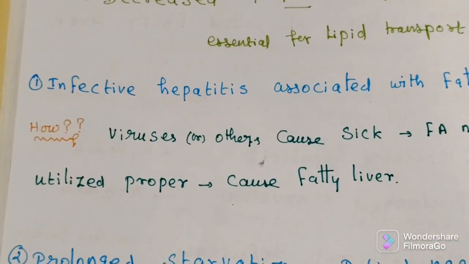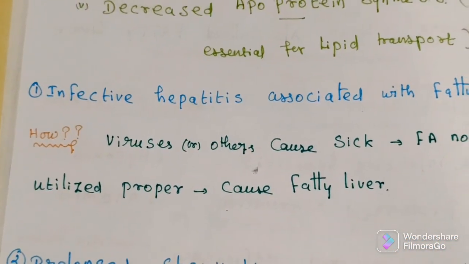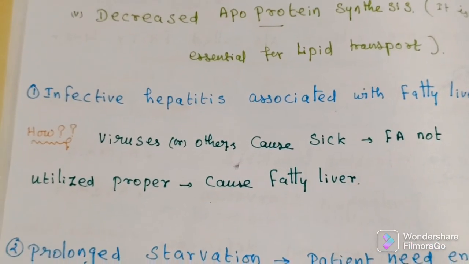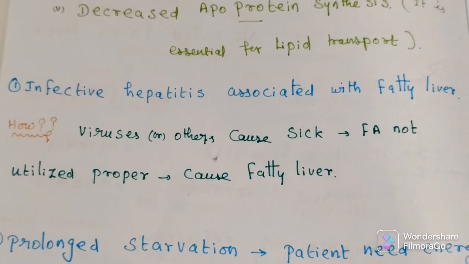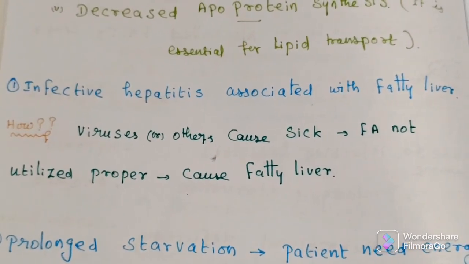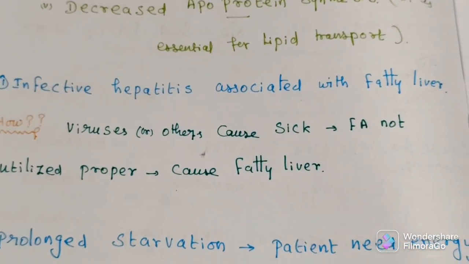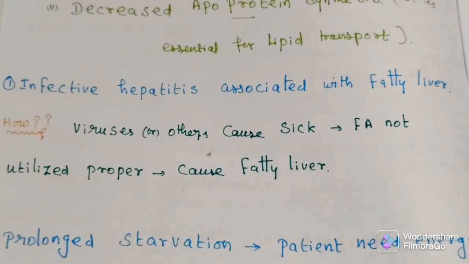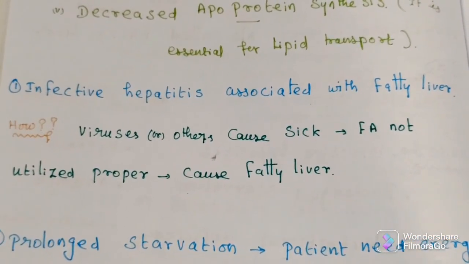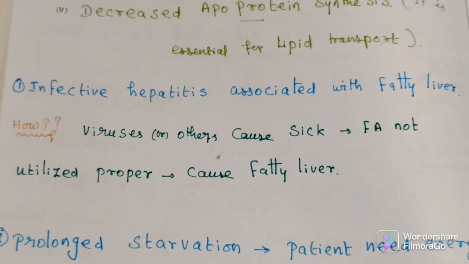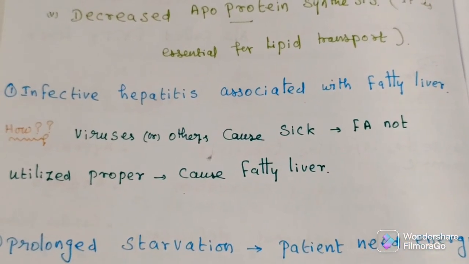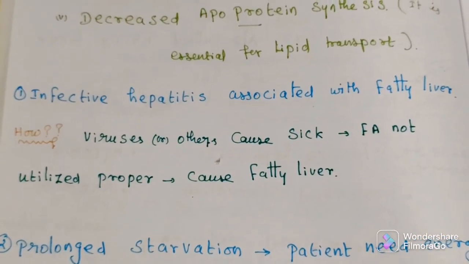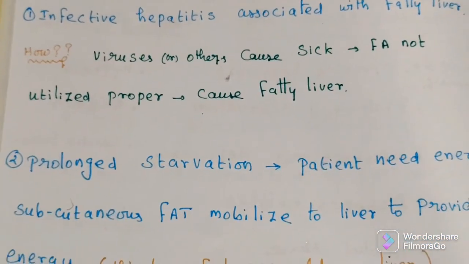If anybody is affected by infective hepatitis, it is associated with fatty liver. How? By virus or any other sick condition, the fatty acid is not utilized properly, and it causes fatty liver.